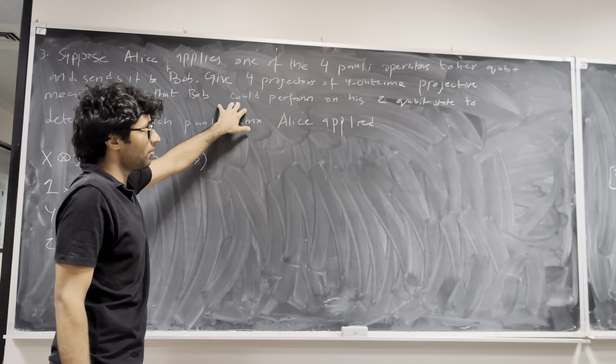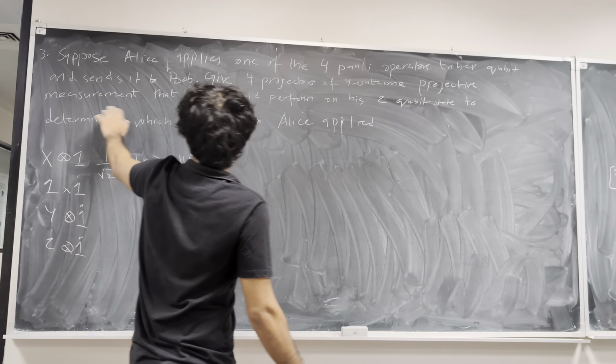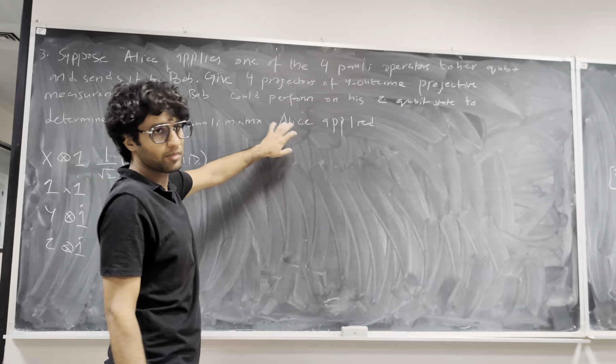that Bob could perform on his 2-qubit state to determine which Pauli matrix Alice applied.